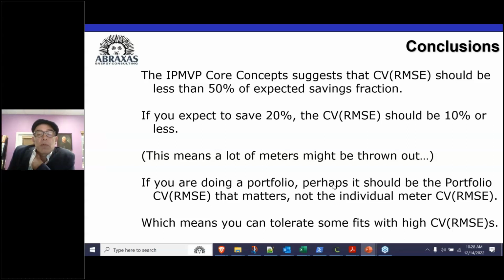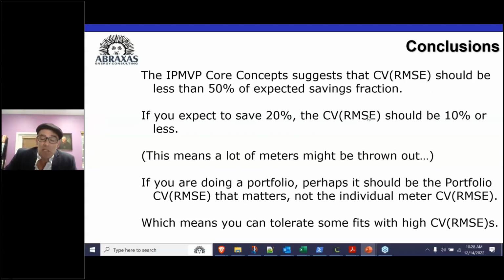Okay, but if you're doing a portfolio, maybe you should be looking at the portfolio CVRMSE that matters, not the individual meters. Which means you can tolerate some fits that have high CVRMSEs, or in other words, you don't have to throw out meters and you can regress all of them. That's the point.